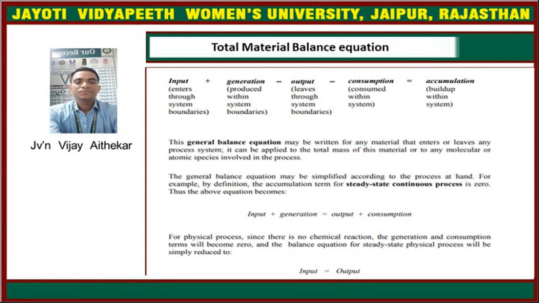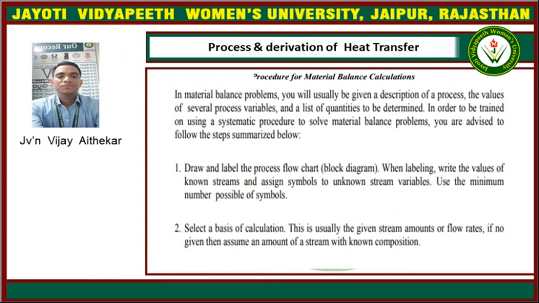For a physical process, there is no chemical reaction, so the generation and consumption terms become zero, and the balance for a steady state physical process simplifies to input equals output. In a material balance problem, you will usually be given a description of the process, the values of several process variables, and a list of quantities to be determined. Use a systematic procedure to solve the material balance problem.